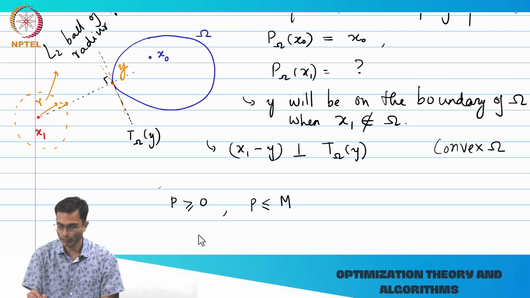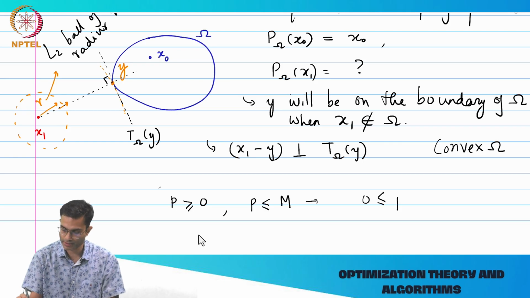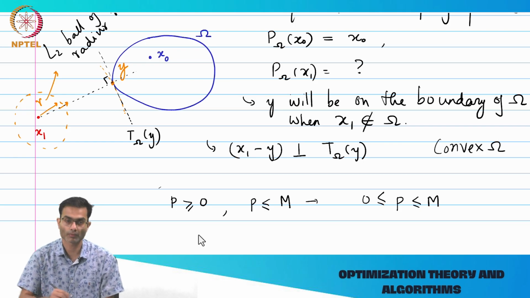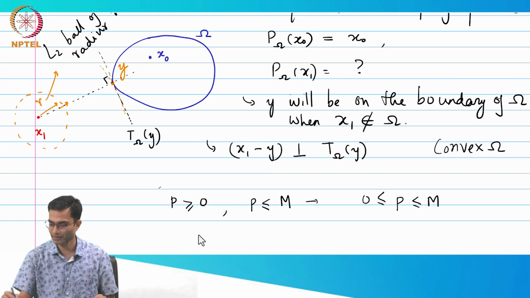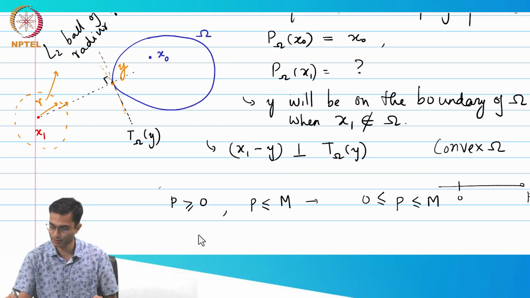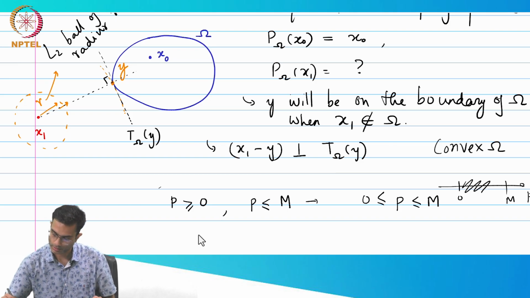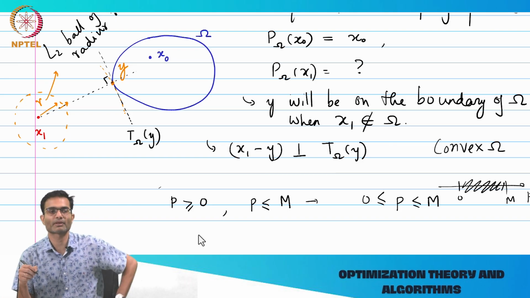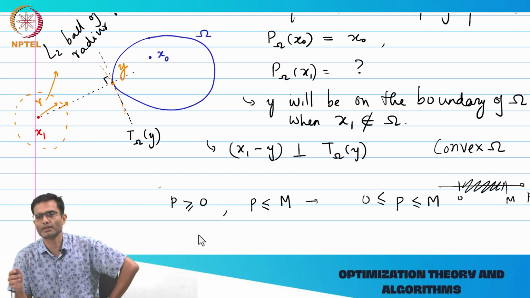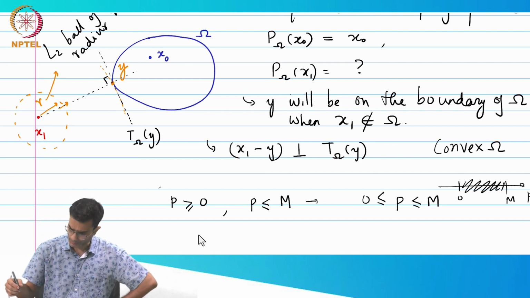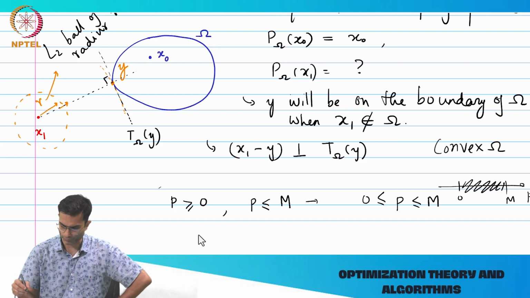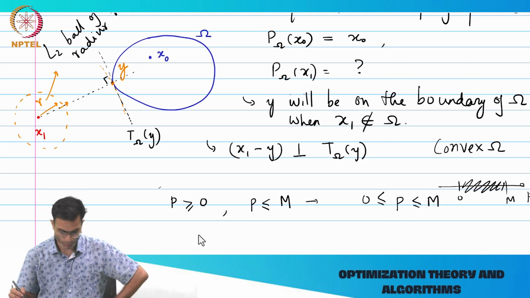Now, what kind of a set is this? If you sketch it, what kind of a set is this? It is a convex set, right? So if I draw P like this, this is 0, this is M, this is my feasible set. It's clearly a convex set. So 90% of engineering problems will end up having convex constraints. So all the nice properties of the projection operator which I have written will hold true.